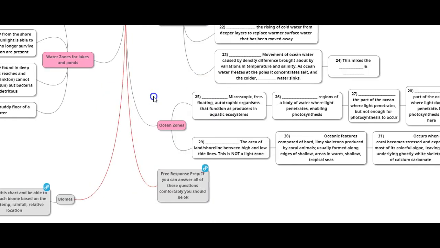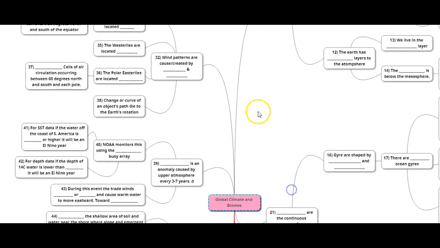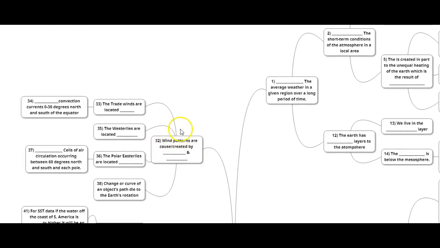Then coming over here to 32. So wind patterns are created by two things: the unequal heating of the Earth and the Coriolis effect. As far as specifics go, don't worry about it for right now. Just know the Coriolis effect and make sure you know that unequal heating causes this. Trade winds are located from 0 to 30 degrees north and 0 to 30 degrees south. Westerlies are located between 30 and 60 north and 30 and 60 south. Polar easterlies are above 60 north and above 60 south.